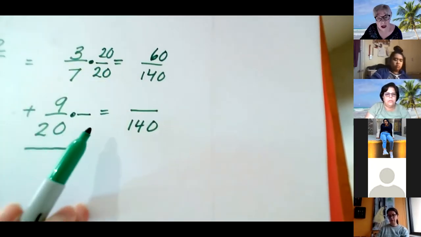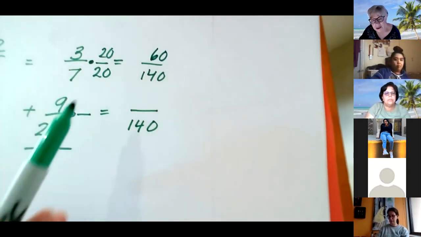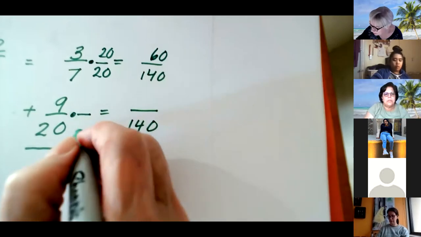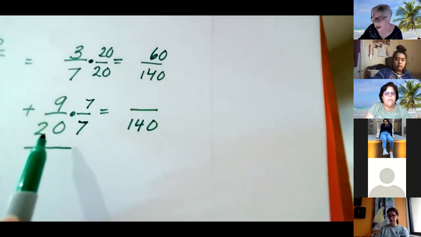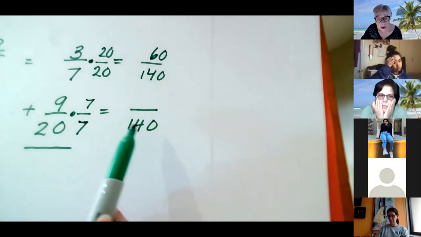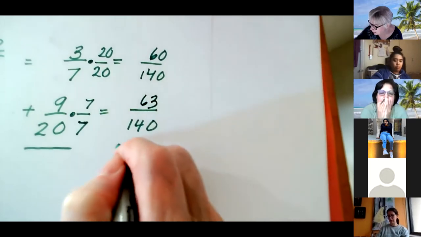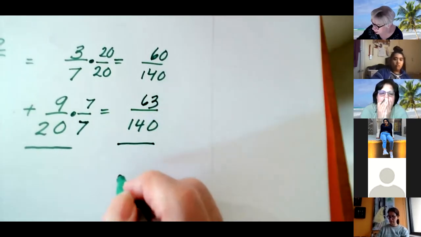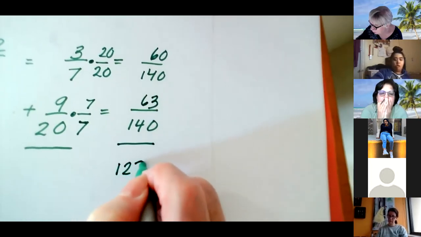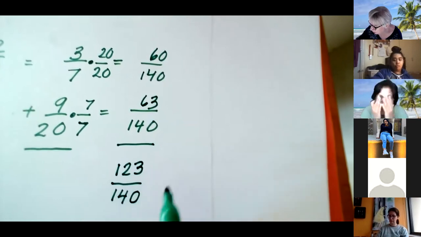This is 20 times something is 140. Well, if you look up here, you could see what it needs to be. 20 times 7. So 20 times 7 is 140. 9 times 7 is 63. So 60 and 63 happens to be 123 over 140.